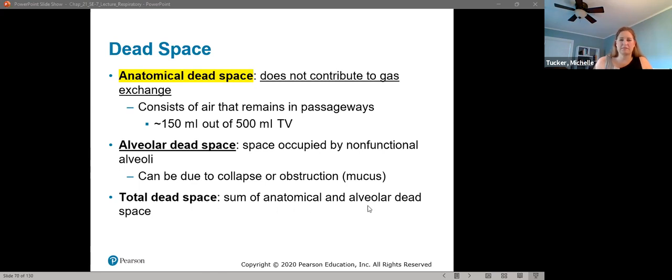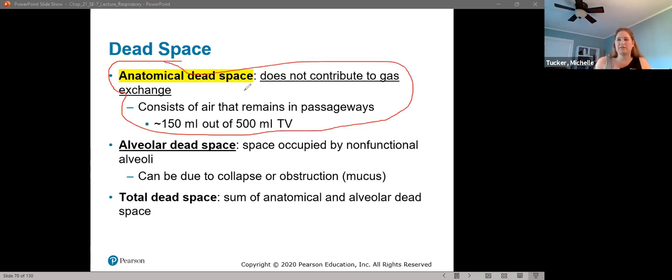Total dead space is the sum of anatomical and alveolar. The one that's probably more of interest is the anatomical dead space, just because it does affect tidal volume, meaning that even though we exchange 500 mils of air, it's not like it's all fresh air.